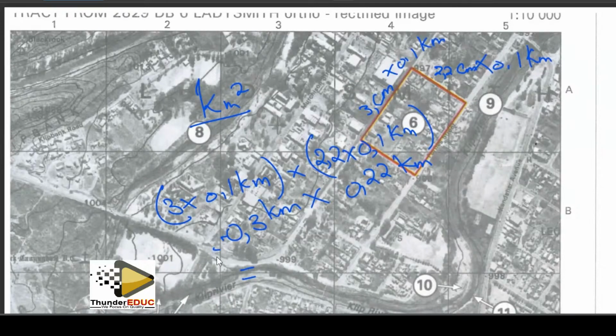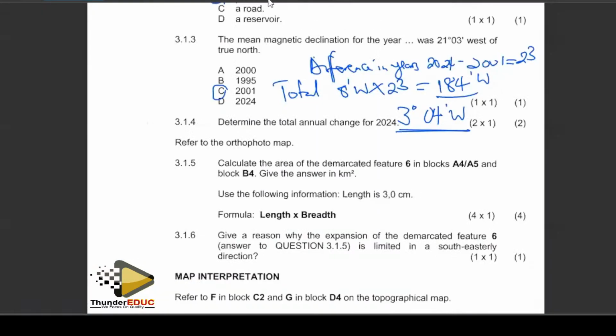0.3 times 0.22 is going to give us 0.066 square kilometers as our final response. So the trick is you must measure accurately and you must convert using the correct scale of the map and do the accurate calculation. Right.